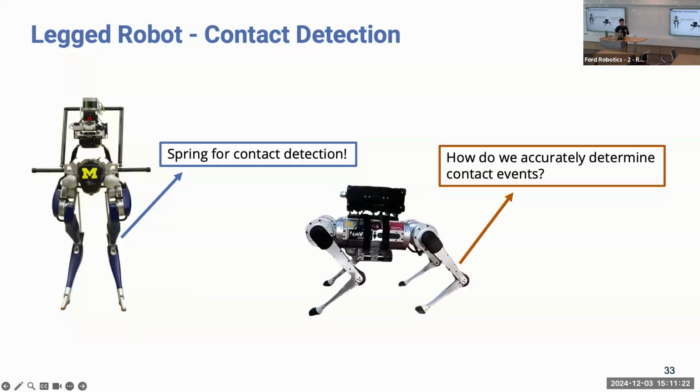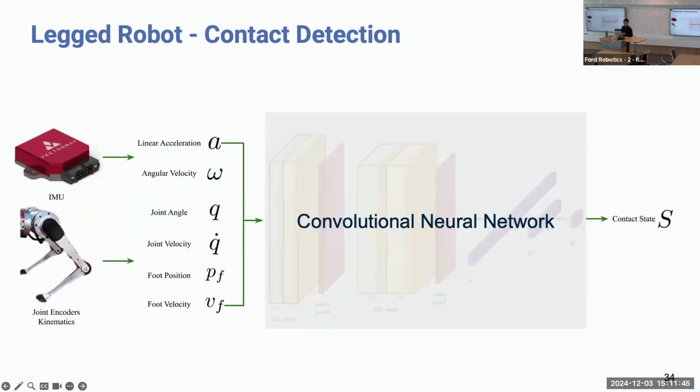But there are some robots like Mini Cheetah that do not have a contact sensor on the foot. Without a contact sensor, without a contact event, there's no way for us to do foot position correction in the filter. So the question is, how do we accurately determine the contact event given the sensors that we have? So we built a one-dimensional convolutional neural network, which runs in real time on the robot. It takes IMU measurements, which give us linear acceleration and angular velocity, and the joint encoders from each leg as input, and estimates the full contact events, like which leg is in contact with the ground, in real time.